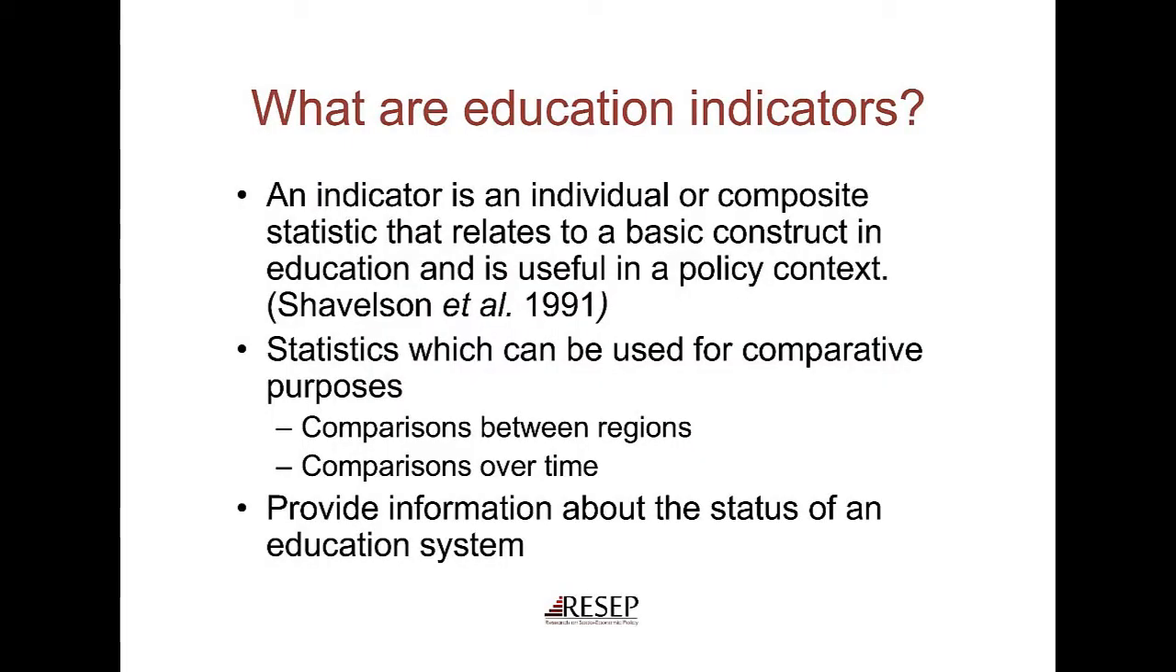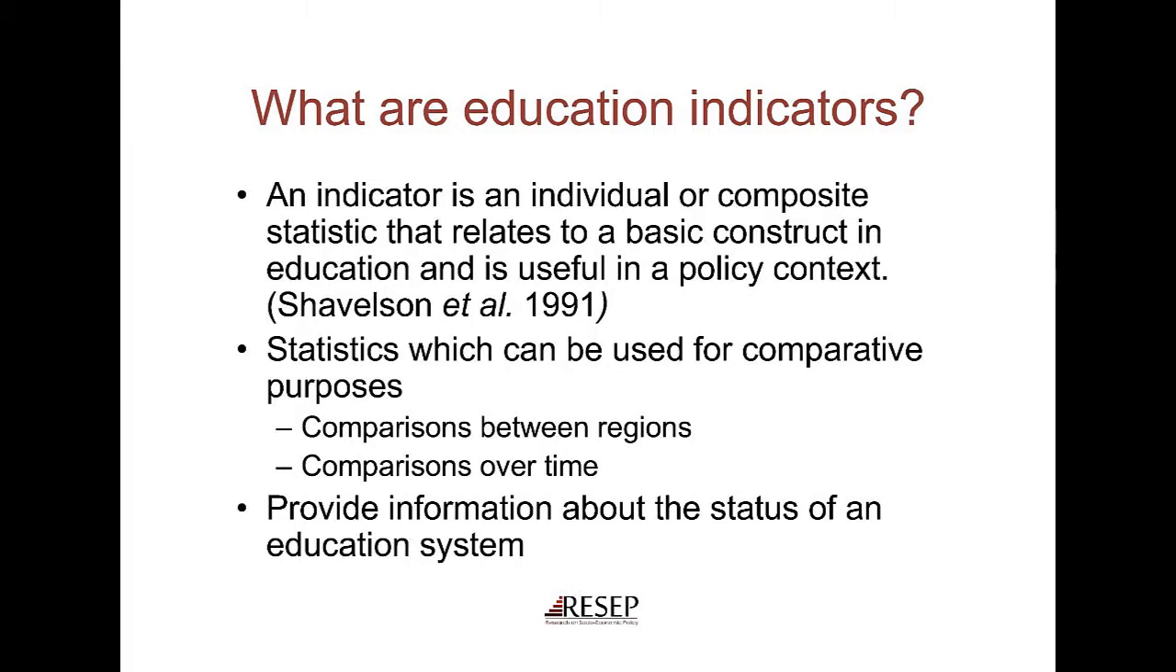So what are education indicators? I've used one definition. I know Martin spoke this morning about time series and figures and numbers, but I've used what I thought is a nice definition: an individual or composite statistic that relates to a basic construct in education and is useful in a policy context. That's very important because we don't want numbers that we can't use. We want something that can be useful in a policy context.